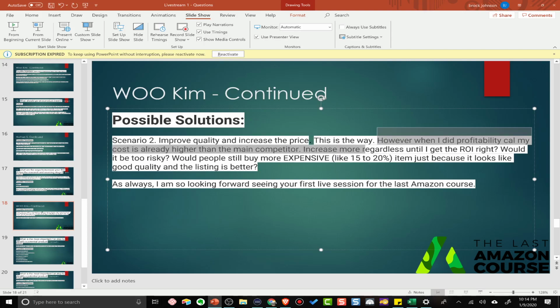There is a way. However, when I did my profitability, my cost is already higher than the main competitor. That's okay. You don't want to be at the same price. Here's the thing. When you are the same price as somebody else, in our head, we say which of these are together, okay? But if you're an outlier in price, it's like, wow, this is different. So we're building that consideration set in our head, and let's say you charged $100, okay, and everybody else charged $25. It's like, why is that $100?